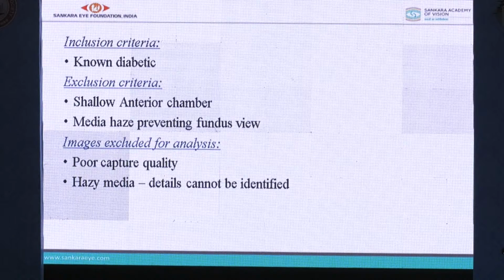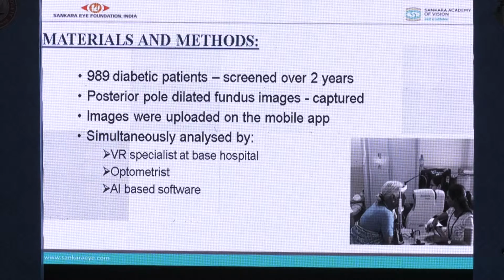We included diabetic patients and excluded those who had a shallow anterior chamber whom we could not dilate. Patients who had media haze that prevented fundus view were excluded. Poor capture quality images were excluded from analysis. 989 diabetic patients were screened over a period of 2 years. Posterior pole dilated fundus images were captured by trained optometrists. Images were then uploaded on the mobile application along with patient data.